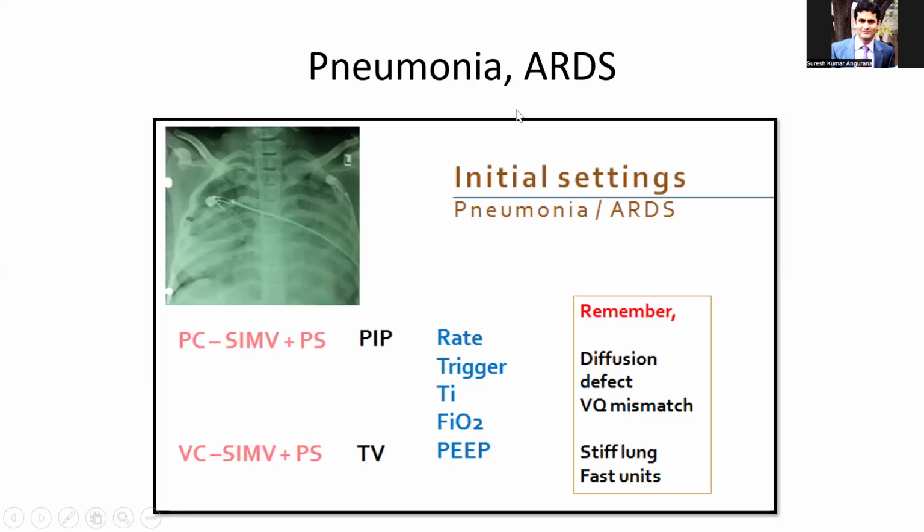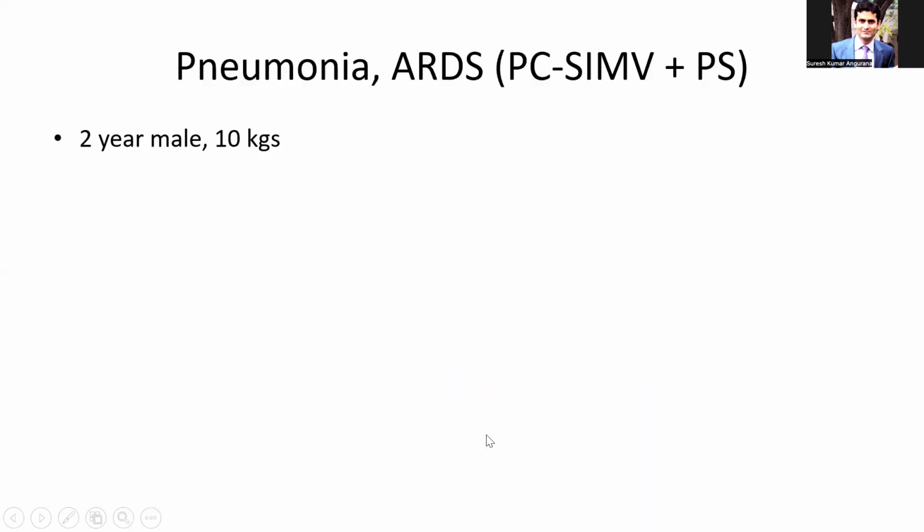So coming to pneumonia and ARDS, we know that it is a heterogeneous disease. There is diffusion defect, VQ mismatch, lungs are stiff, and these are the fast units. So these things we have to remember. We can use either pressure control mode or volume control mode of ventilation, and the common mode which we are using these days is pressure control SIMV with PS. What are the parameters we have to set if we are using pressure control mode? We have to set PIP, and then rate, trigger, inspiratory time, FiO2, and PEEP.